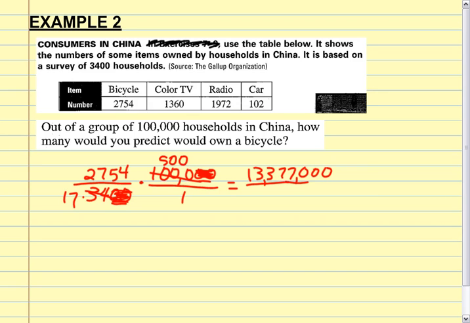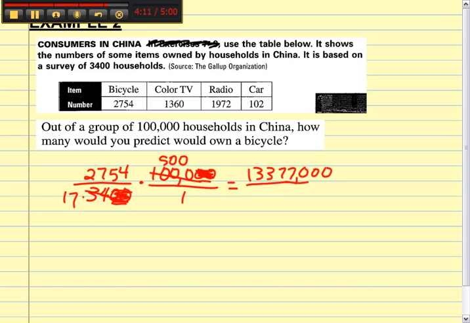Let's see. When we multiply 500 by 2,754, what do we get, Elise? 1,377,000. Yeah, that's what she got. I was looking at Sarah's. Okay. That's exactly right. All over 17.